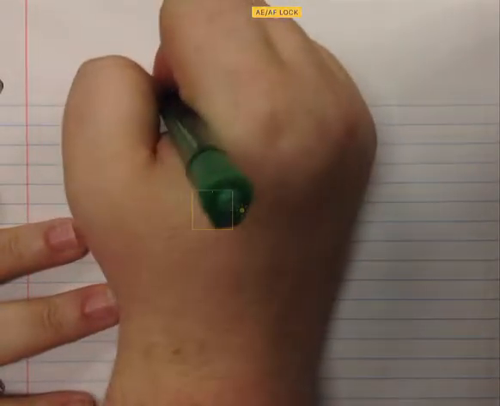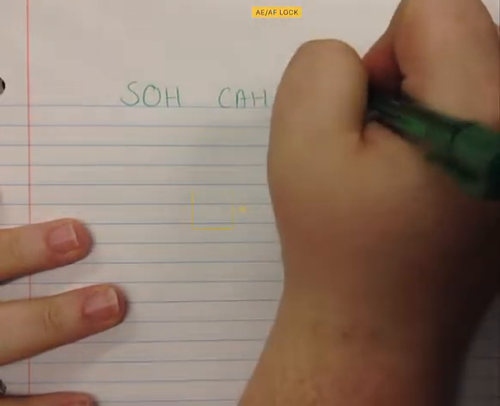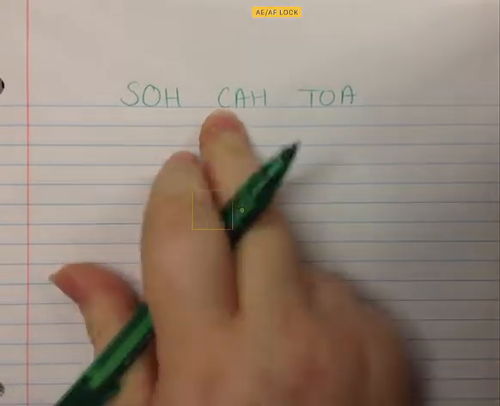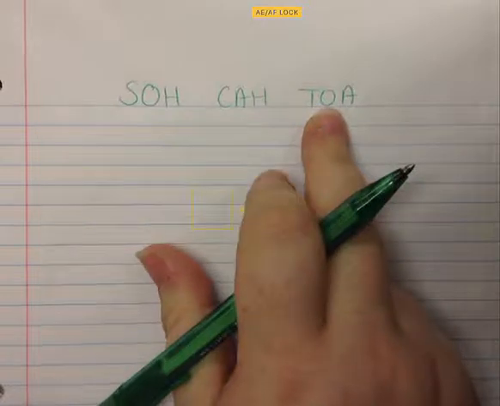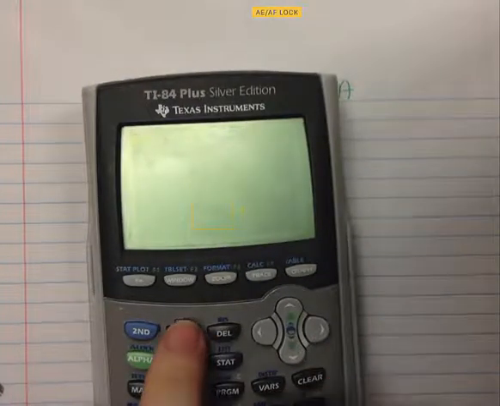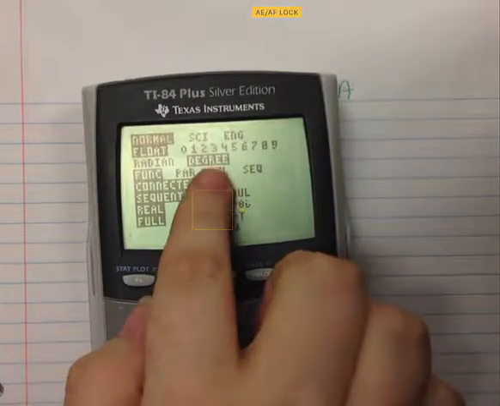In this video, I'm going to do 4 additional examples of solving right triangles using trigonometry. So we have to make sure we're using our SOHCAHTOA: sine equals opposite over hypotenuse, cosine equals adjacent over hypotenuse, and tangent equals opposite over adjacent. We also have to make sure that our calculator is in degree mode. I can check that by going to mode and making sure the word degree is highlighted. Since it is, it is in degree mode.